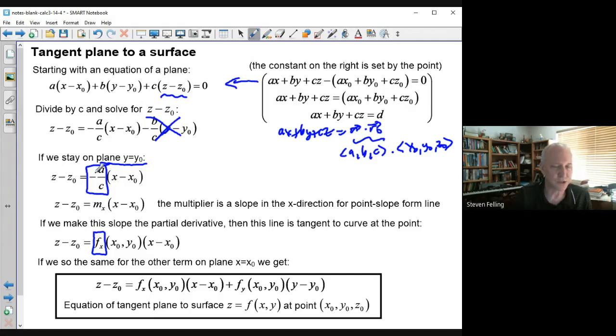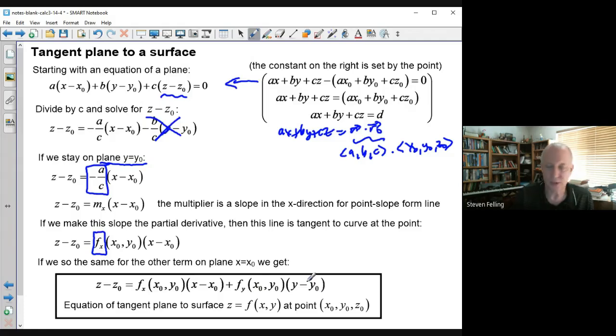And then we could use the same thought process and say, okay, what if we stayed on a plane where x was defined to be x equals x0? Then the resulting slope would be fy. And that's where this equation comes from: if you take z minus z0, where z0 is some point on a surface, and then you set it equal to the partial derivative with respect to x evaluated at that point, times x minus x0, and then you add the partial derivative with respect to y evaluated at that point times y minus y0. That gives you the equation of the tangent plane to the surface.